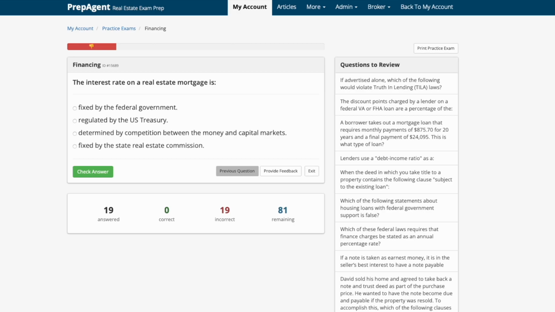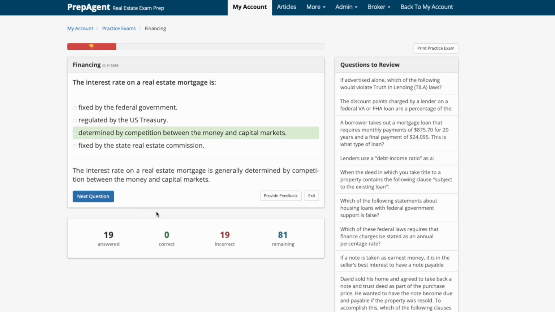The interest rate on a real estate mortgage is fixed by the federal government, regulated by the U.S. Treasury, determined by competition between the money and the capital markets, or fixed by the State Real Estate Commission. Determined by competition between the money and capital markets. The interest rate on a real estate mortgage is generally determined by competition between the money and the capital markets.